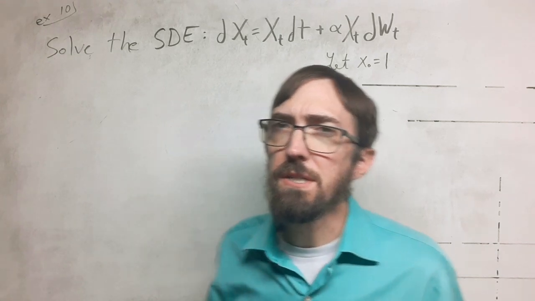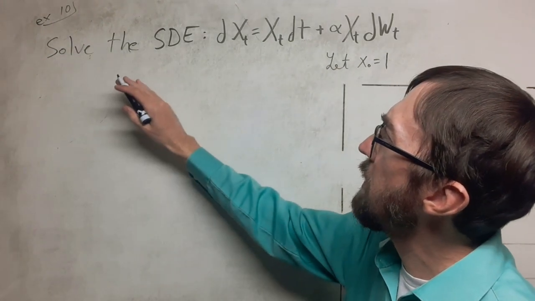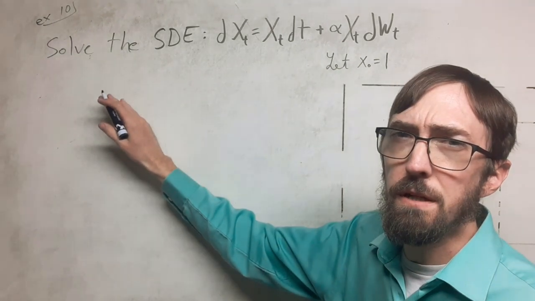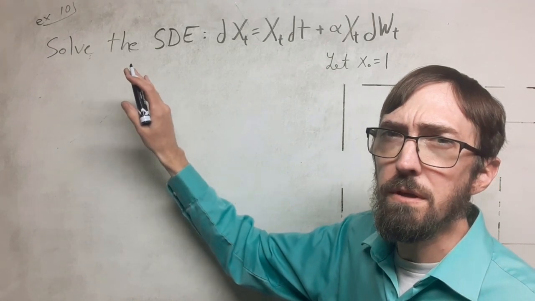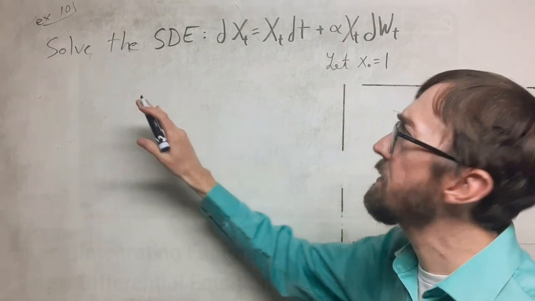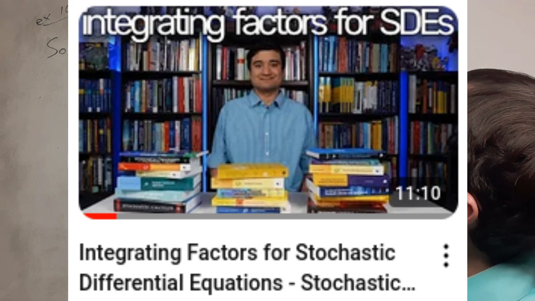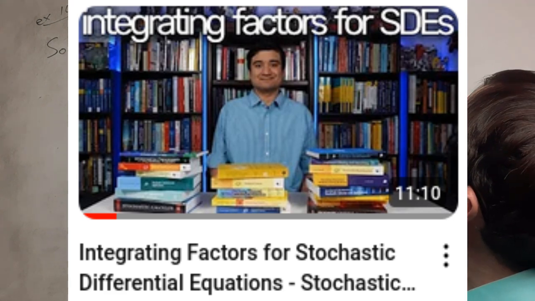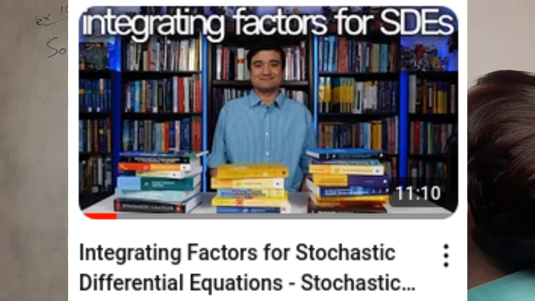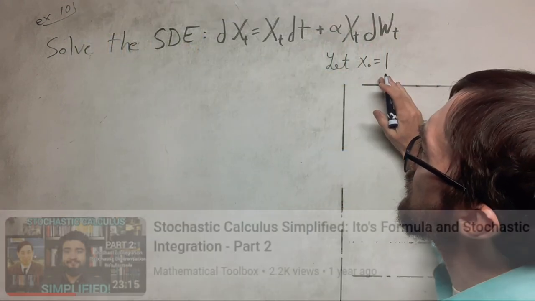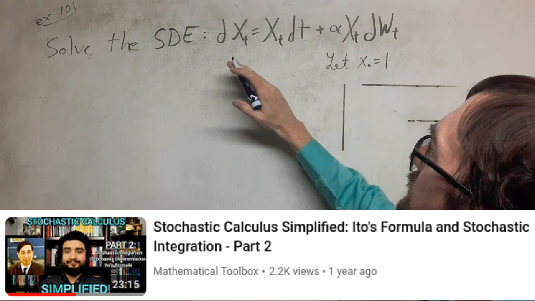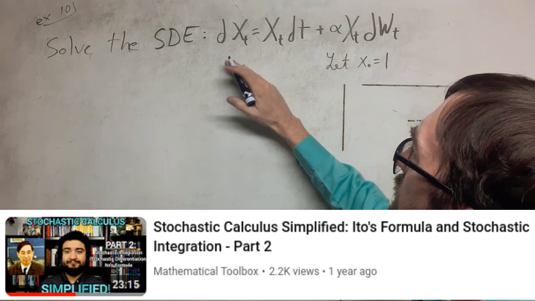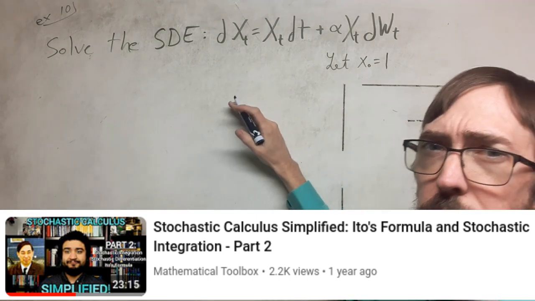Greetings. This is my attempt to solve example problem 10 from the Mathematical Toolbox latest video. We have a stochastic differential equation. Here we're given that the initial condition is x sub 0 equals 1. So we need to find the equation for x sub t.